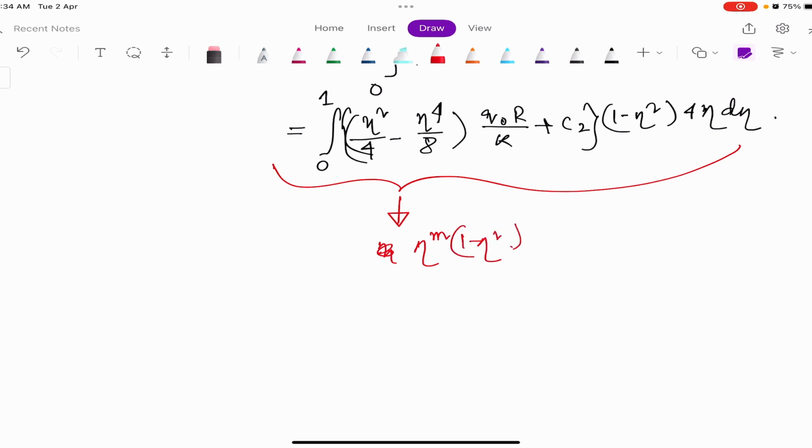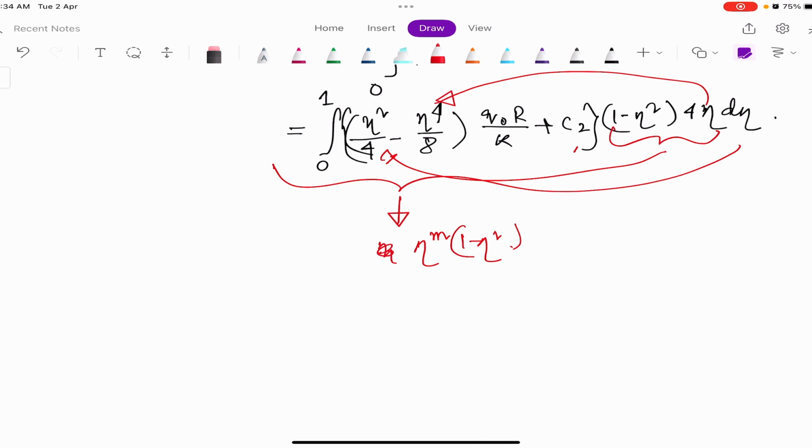Okay, or maybe more. Yes, you have that in common. I mean, if you multiply this with this, then this m will be 3. If you multiply this with this, then this m will be 5. If you multiply this with this constant, then this m will be simply 1, right?